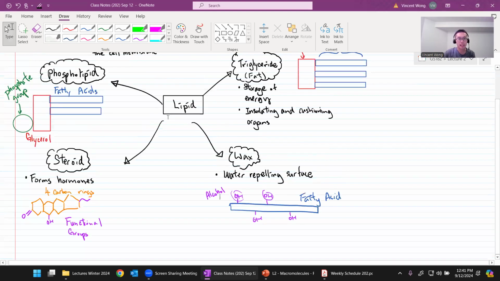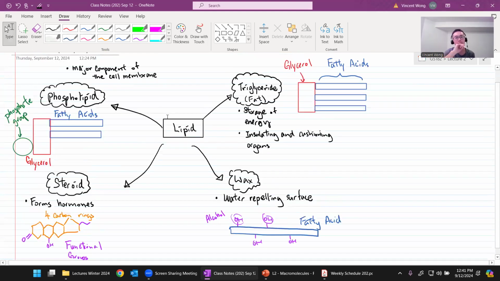So that's a quick overview of lipids. And I hope you understand why it is different compared to the three other types of macromolecules, namely, it's not the same unit repeated multiple times. Does anybody have any question before I go to the PowerPoint slide?